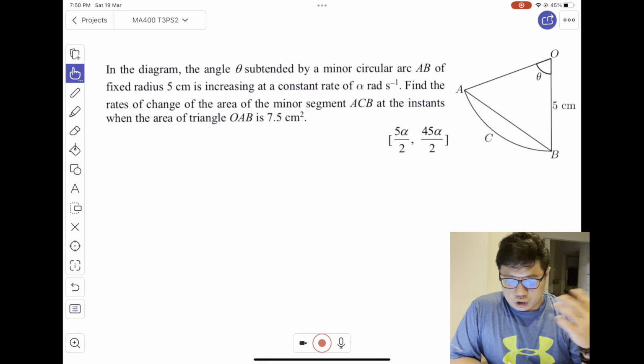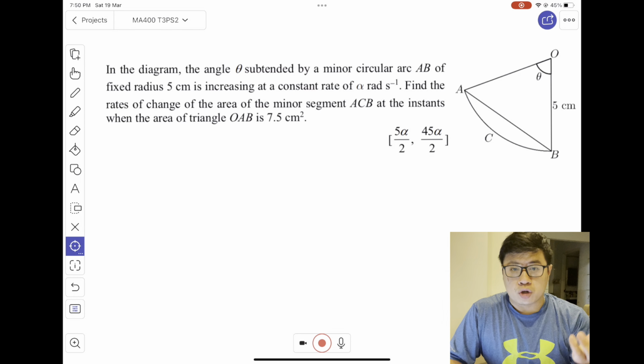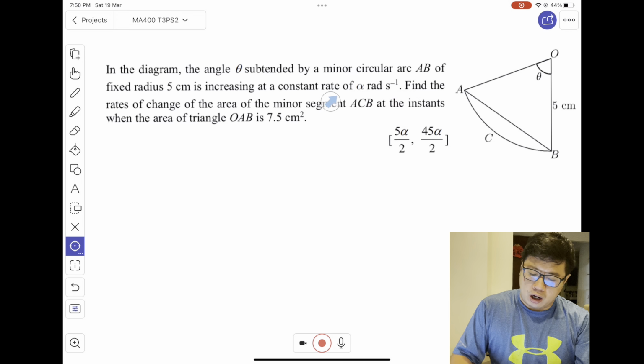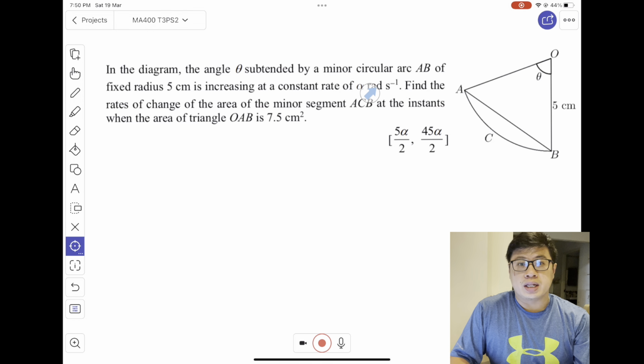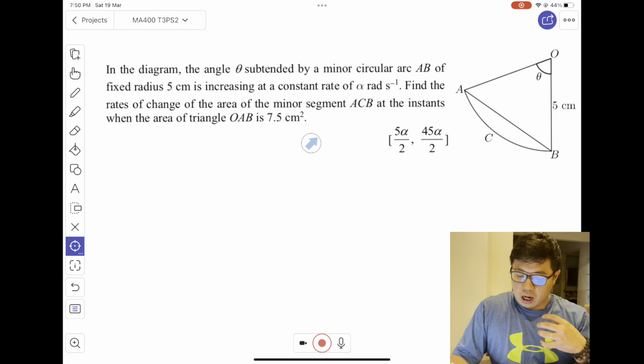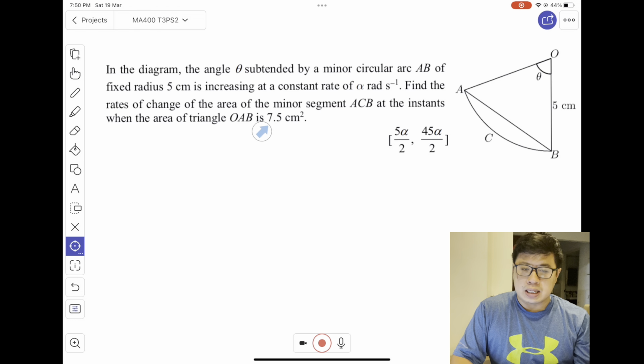Okay, so for this question, basically this is from topic 3 practice set 2. The angle theta is subtended by a minor circular arc AB of fixed radius 5 cm, increasing at a constant rate of alpha radian per second. And I want to find the rate of change of the area of the minor segment ACB at the instance when the area of the triangle OAB is 7.5 cm squared.